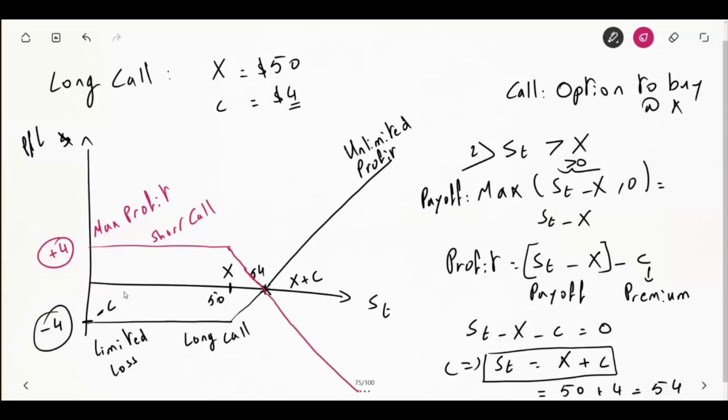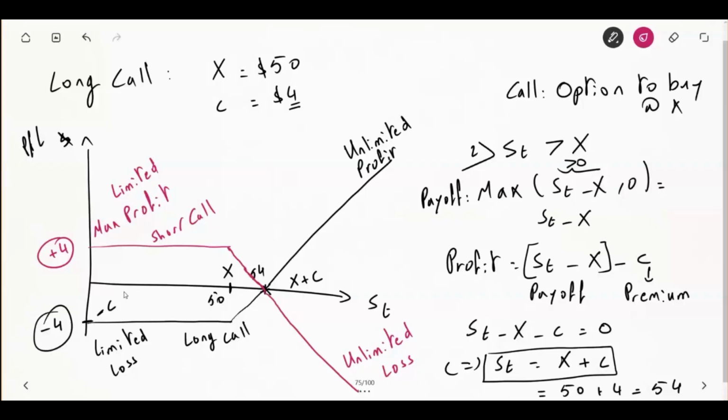And as you can see, for the party with a short position, the maximum profit is limited. So there's a limited profit, which is the premium collected. However, there's an unlimited loss potential. So that's it regarding positions and calls, whether we have a short position or a long position.